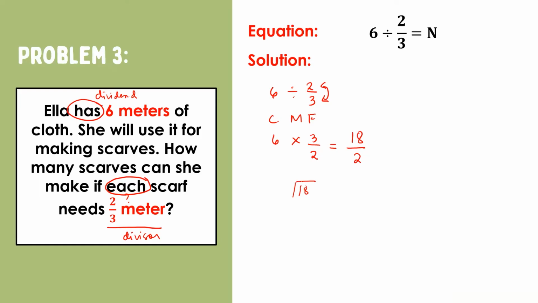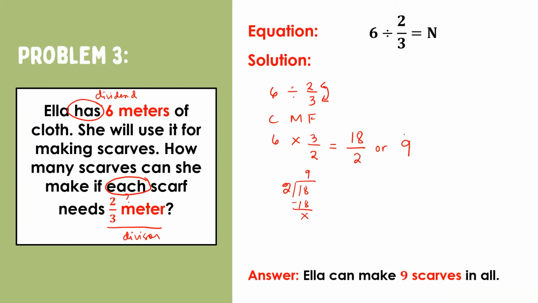18/2 is an improper fraction, so let us divide 18 and 2. And that gives us 9. This means that 6 divided by 2/3 is 9. Therefore, Ella can make 9 scarves in all.